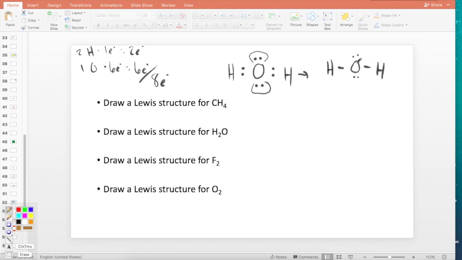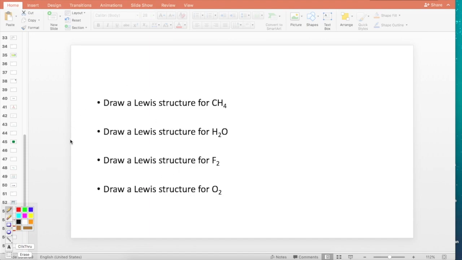How many covalent bonds are in this molecule? 1, 2. Remember, our definition of a covalent bond is a strong chemical bond, a strong electrostatic force formed along a shared pair of valence electrons. This is a shared pair because it's in between these 2 atoms. This is a shared pair, it's in between these 2. These are not shared pairs, they're lone pairs. So this molecule has 2 covalent bonds and 2 lone pairs of electrons. And this is what a water molecule would look like, more or less. Let's do a few more.